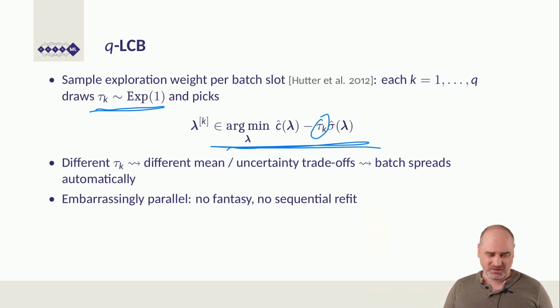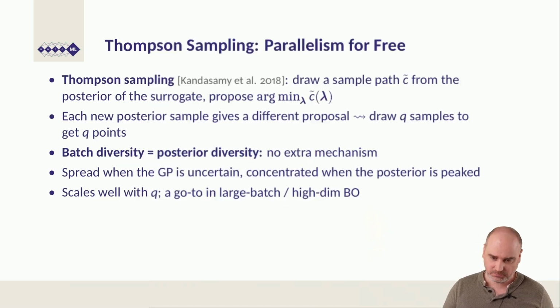This will not magically work perfectly, and if we are unlucky or if our tau values are too close to each other, then we might not get a perfect diversity. On the other hand, this is embarrassingly parallel. This is extremely simple. Sometimes this does work quite well. If you want to have an extremely simple parallel BO version, you might want to use this here.